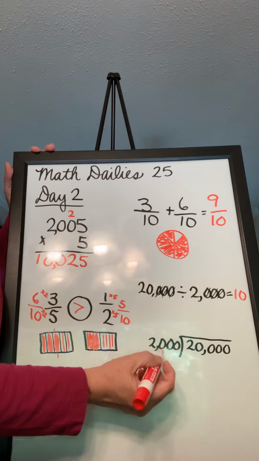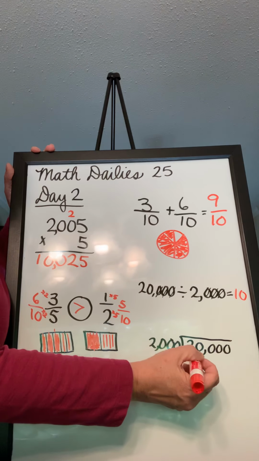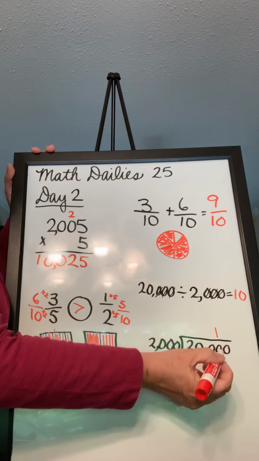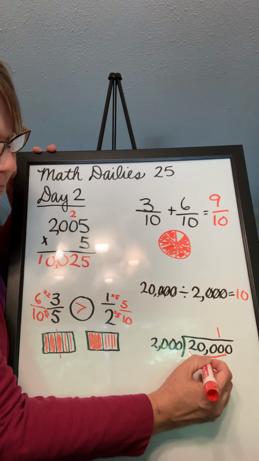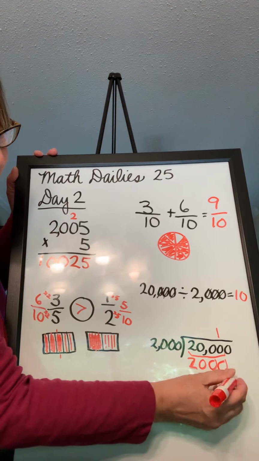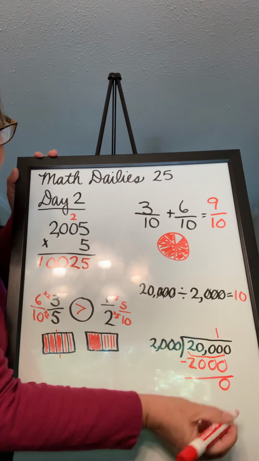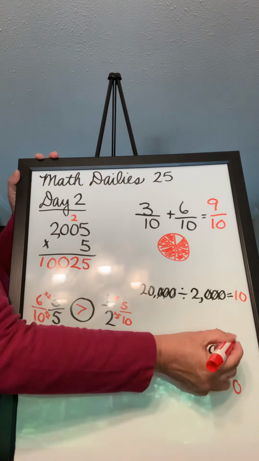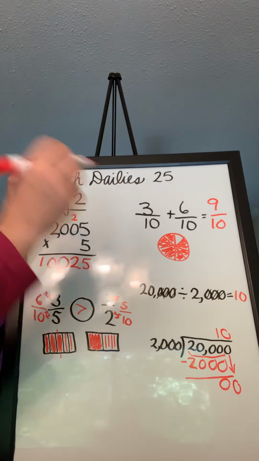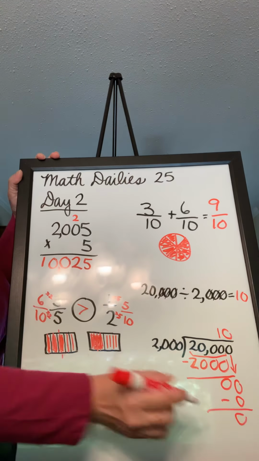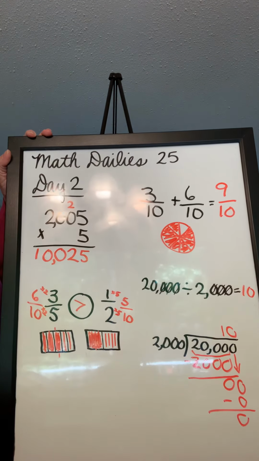But we could also look at it this way. 2,000 will fit into 2,000 once. 1 times 2,000 is 2,000. And then when we subtract and get 0, bring down 0. Well, it won't fit, so we put a 0. 0 times 2,000 is 0. Subtract, and we're done. So the answer is 10.